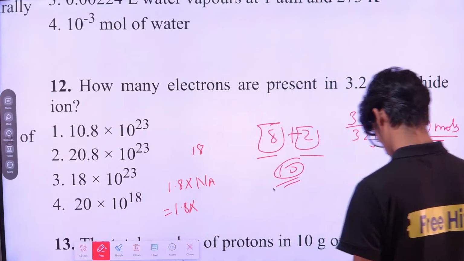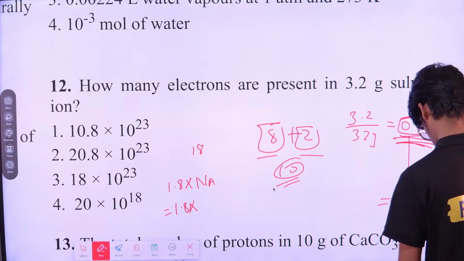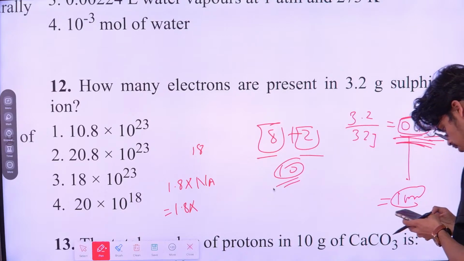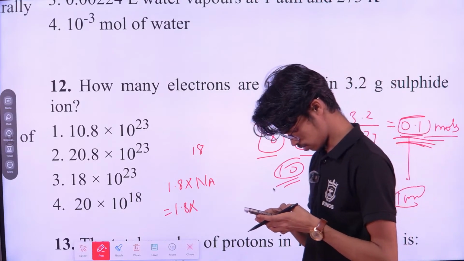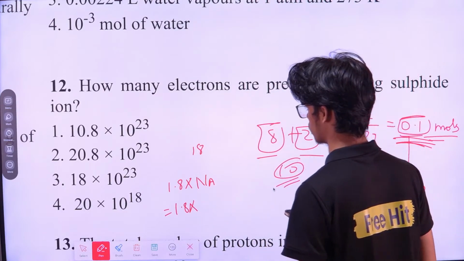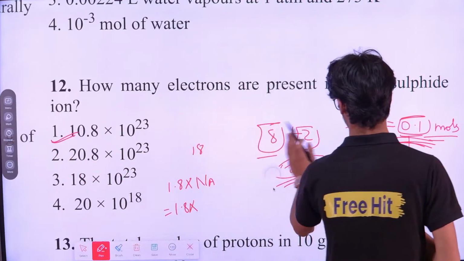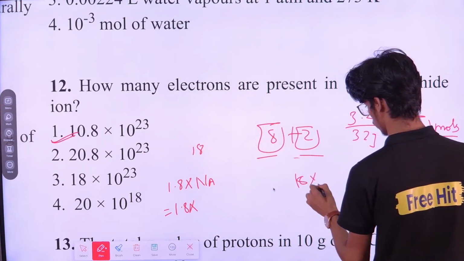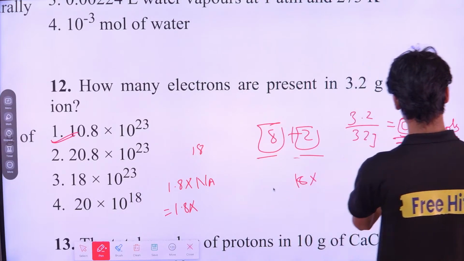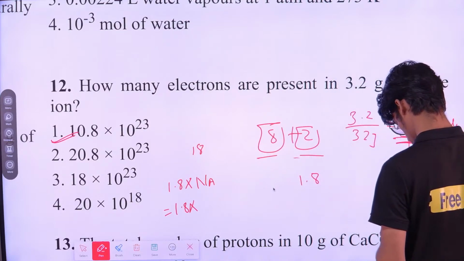No, that's not the answer. Option number 2, 20.8. Let's see if your answer is right or not. No, I guess this option number A. Wait, total electrons is 18. For 0.1 mole it will be 1.8, and 1.8 into 6.022.